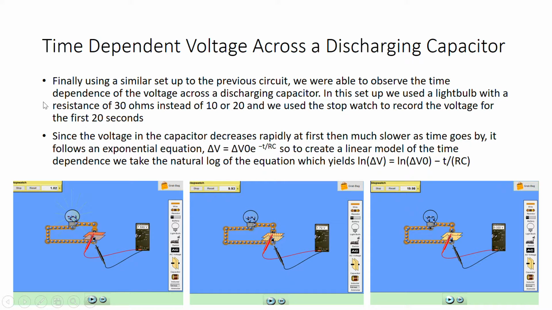Since the voltage in the capacitor decreases rapidly at first, then much slower as time goes by, it follows an exponential equation. This is modeled by delta V is equal to delta V naught times e to the negative t divided by resistance times the capacitance. So to create a linear model of the time dependence, we take the natural log of the equation, which yields natural log of delta V is equal to natural log of delta V naught minus t divided by RC.